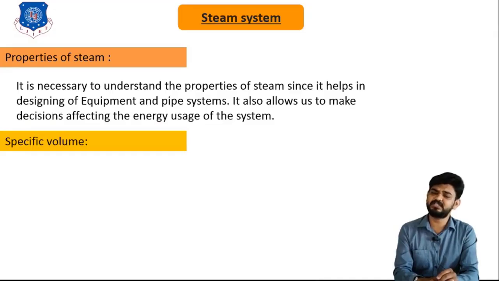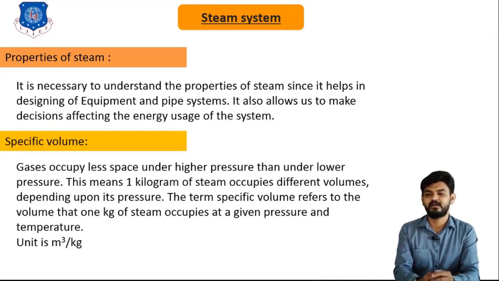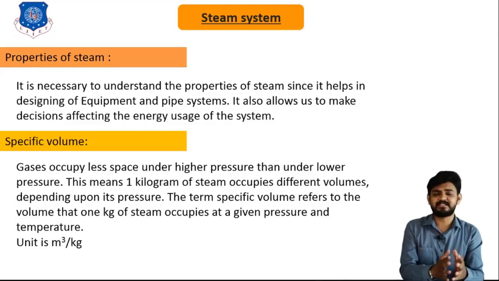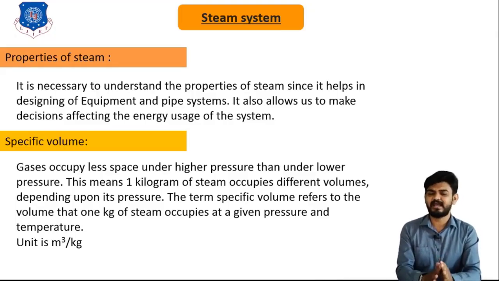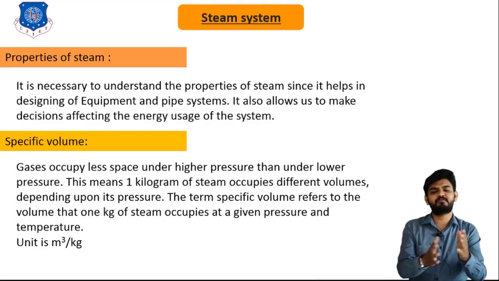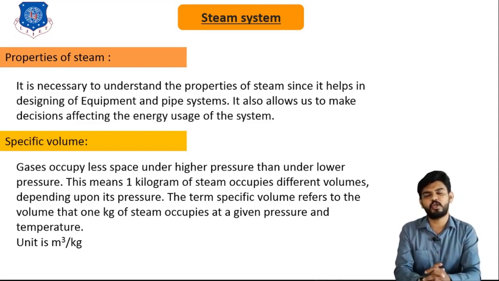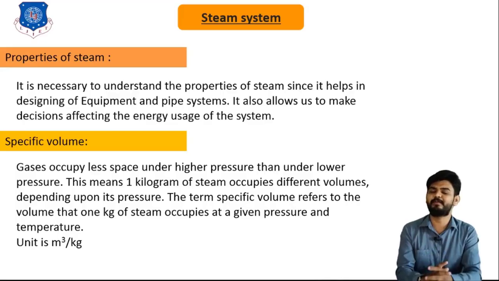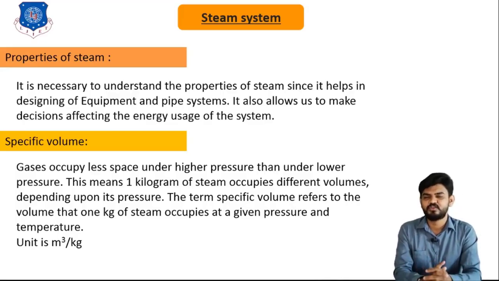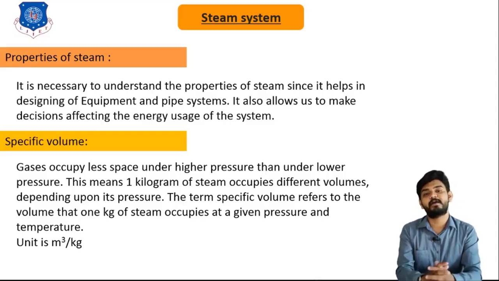Well, the first property of steam is specific volume. Gases occupy less space under high pressure, but at lower pressure they occupy larger space. This means 1 kg of steam occupies different volume under different pressure conditions. So the term specific volume refers to the volume that 1 kg of steam occupies at a given temperature or pressure. What specific volume means is the volume occupied by the steam at a given or particular pressure. Its unit is meter cube per kg.